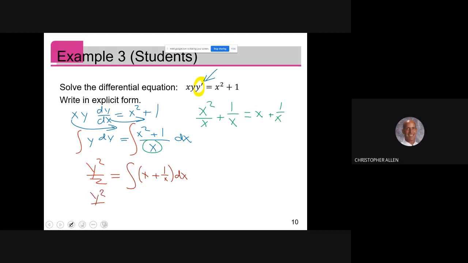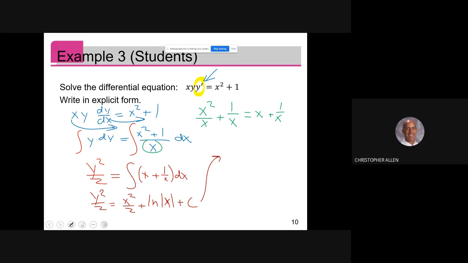So we're going to get y squared over 2 equals x squared over 2 plus, does anyone happen to remember what is the integral of 1 over x? It is the ln. Very good. It is the natural log absolute value of x plus c. Don't forget you need the absolute value there. Can anyone guess what I'm going to multiply both sides by? You got it. I'm going to multiply both sides by 2.